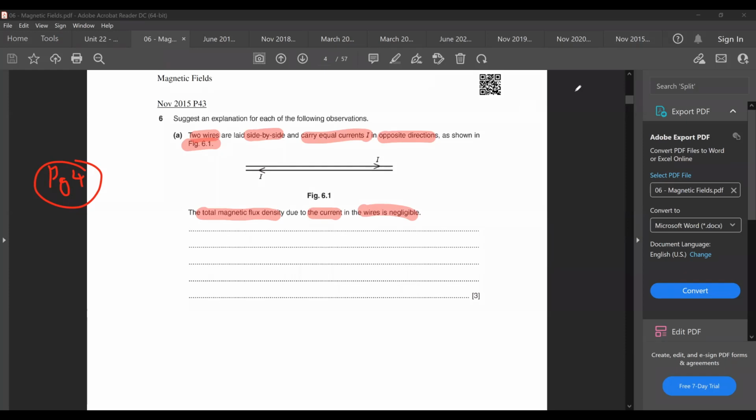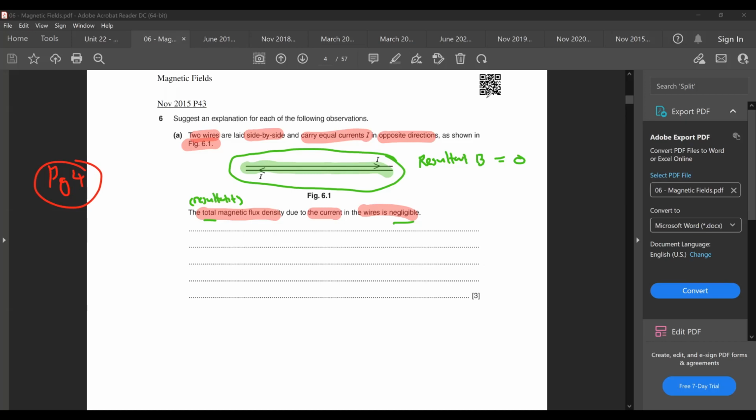Basically, what they're asking right now is: why is it that when I have these two wires with current in opposite directions laid side by side, the resultant magnetic flux density is 0? Basically, it's saying this: why is the resultant B 0? They say 'total' here, but it's actually referring to the resultant. Why is the resultant magnetic flux density due to the currents in the wires negligible?